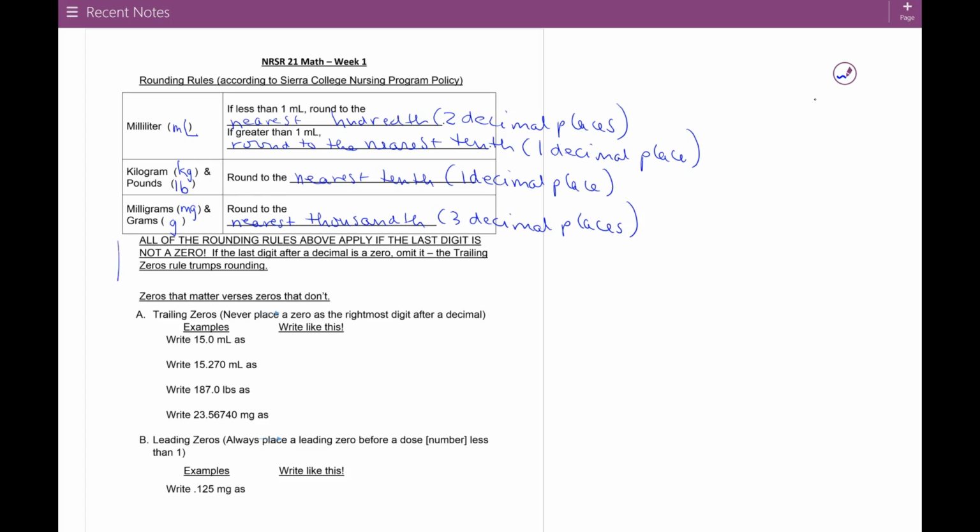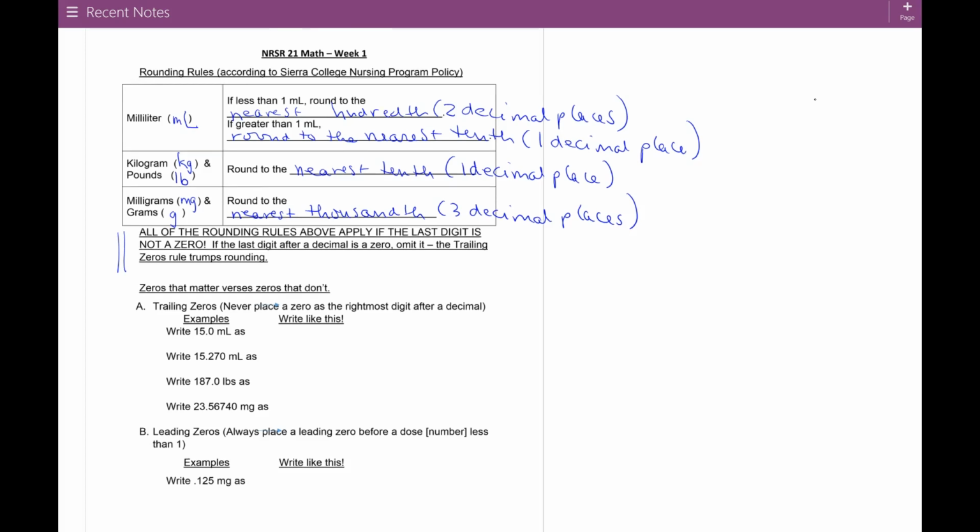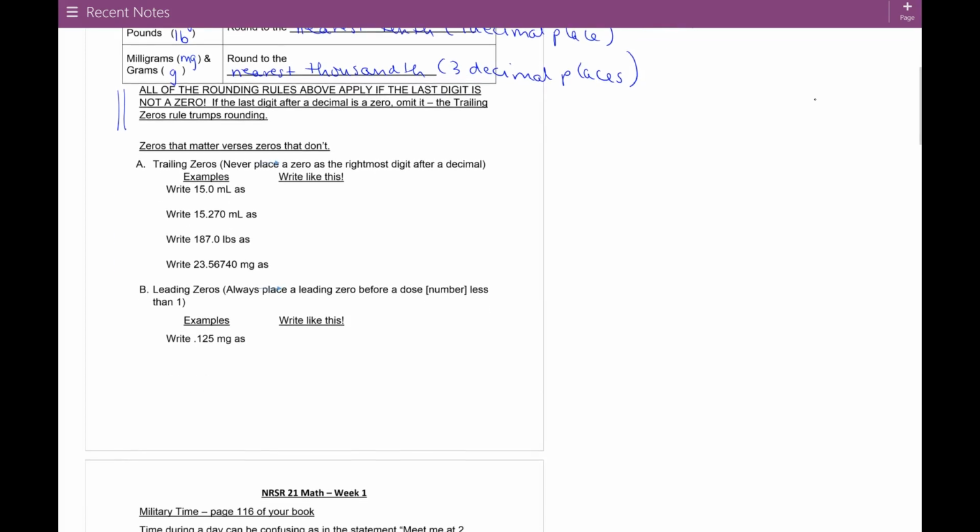Hopefully this part I wrote here is going to clarify. There's conflict sometimes between rounding rules and trailing zero rules. So all of the rounding rules above apply if the last digit's not a 0. If the last digit after a decimal is a 0, we leave it off. So the trailing 0 rule trumps rounding rules. So let's look at some examples. Zeros that matter versus zeros that don't.